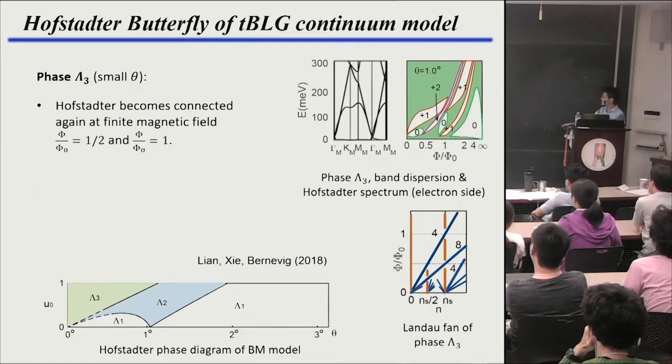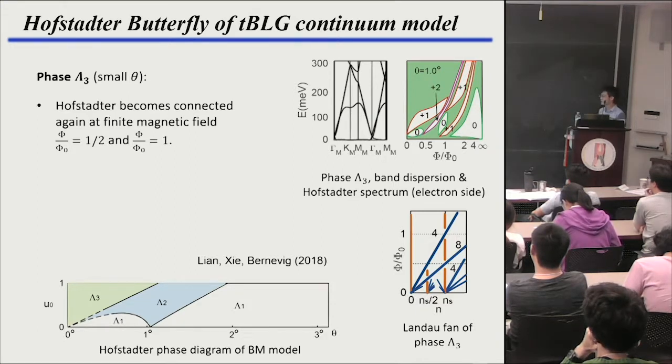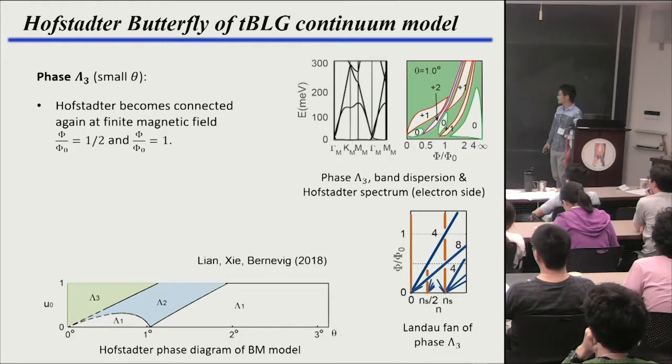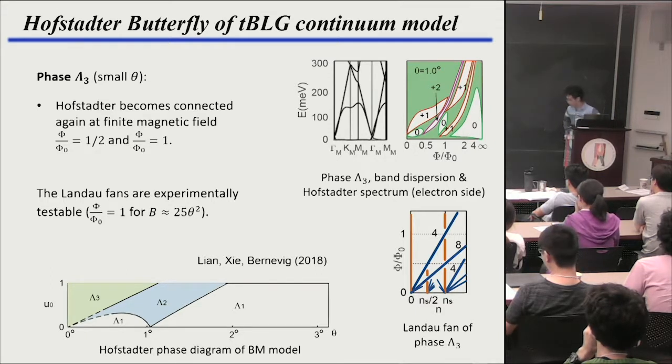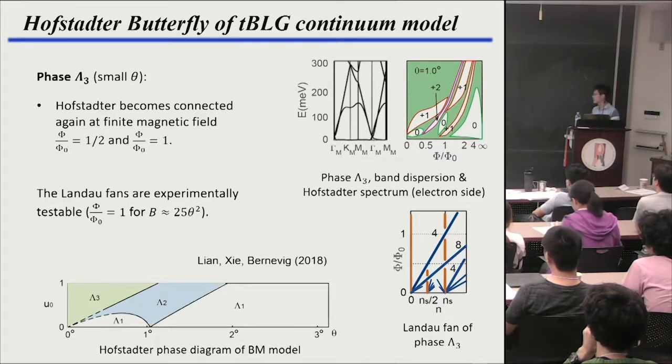And finally, there's this lambda 3 phase. It gets more connections. Basically, it's connected at both one half flux and one flux. So as I mentioned, if you look at Landau fans, basically measure the longitudinal conductance of the sample under magnetic fields, you will see these Landau fans. In this case, there are two Landau fans coming out, extending to higher bands. This is therefore an experimentally testable fragile topological effect.